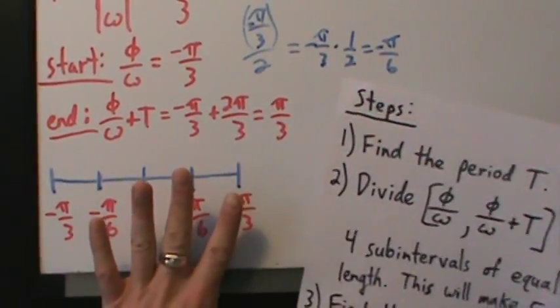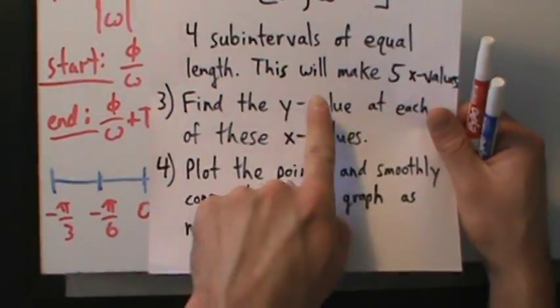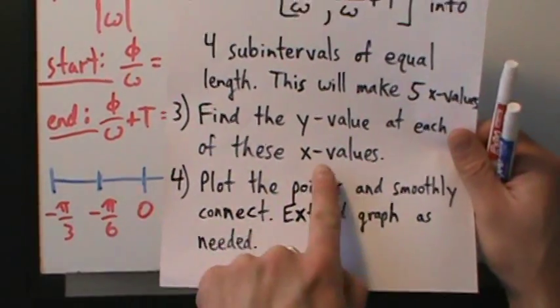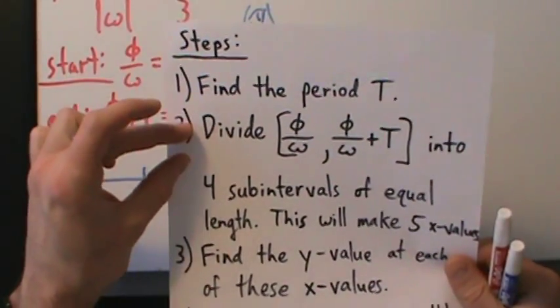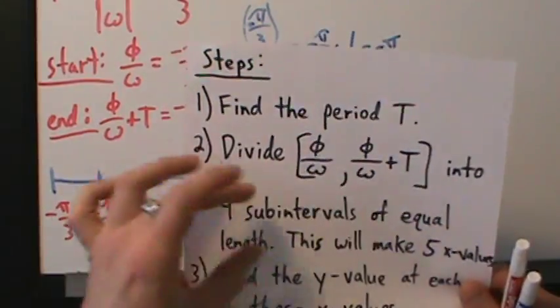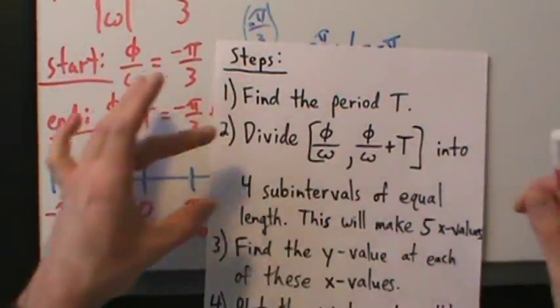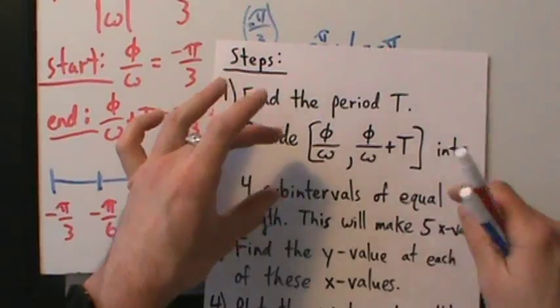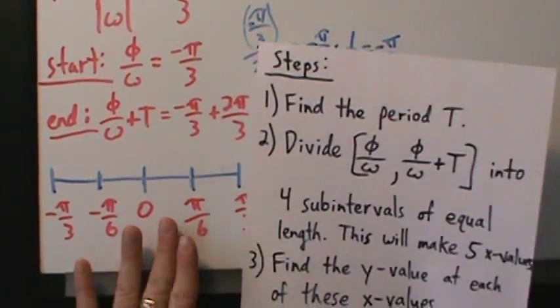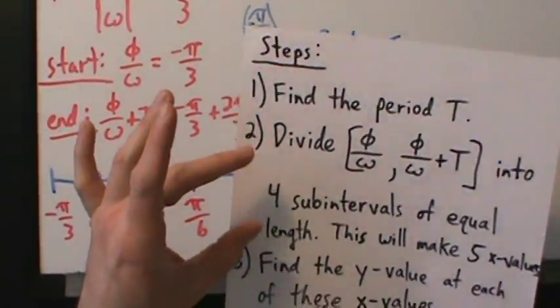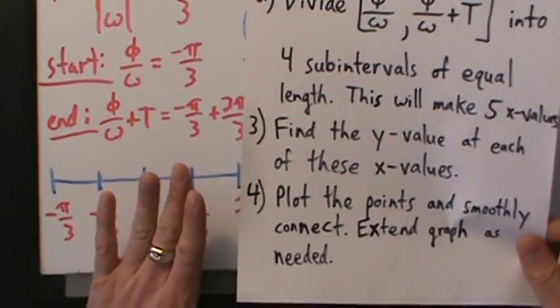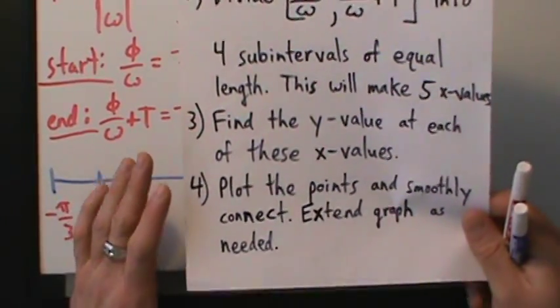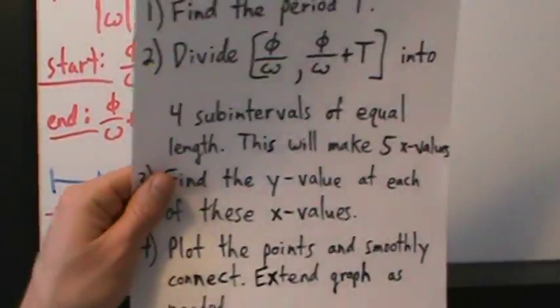Now we're going to take these x values and plug them into the function to get the corresponding y value. So find the y value at each of these x values. That's what we're going to do now. So again, why are we doing that? Well, first we found the period, then in step 2, we took an interval whose length is equal to the period. In other words, we took one complete cycle on the graph, and on this cycle, we found 5 x values. Now we're going to take these 5 x values to get the corresponding y values, and then once we have those y values, we're going to have 5 points that make up one complete cycle, and then we're going to plot those points. That's what step 4 is, plot the points.